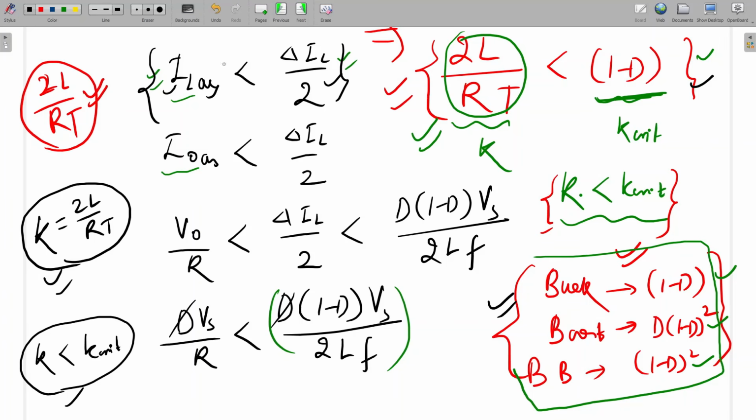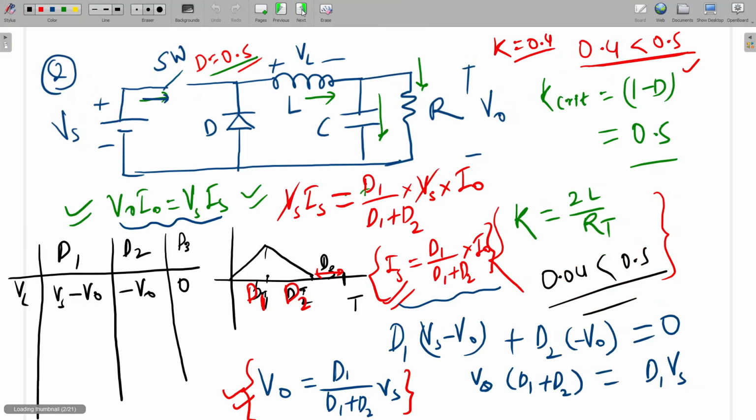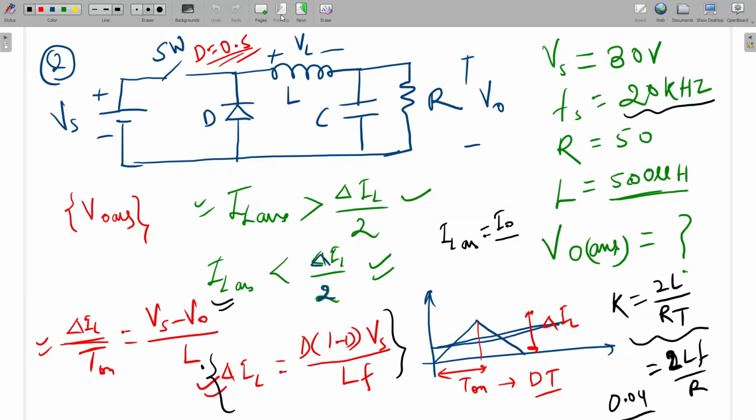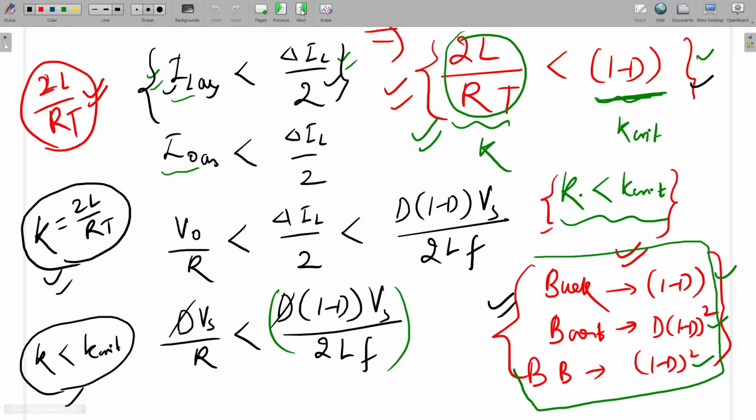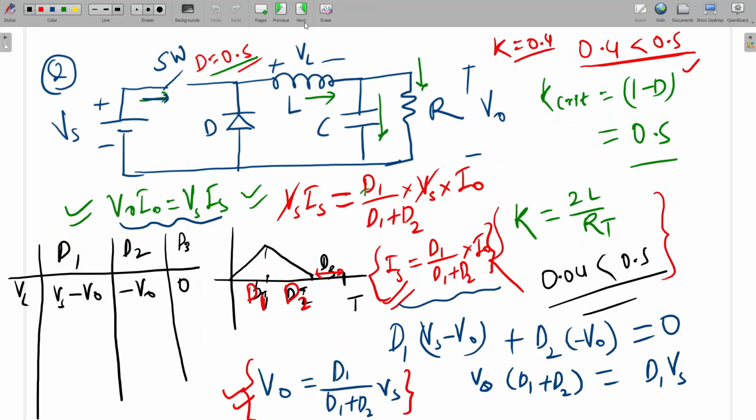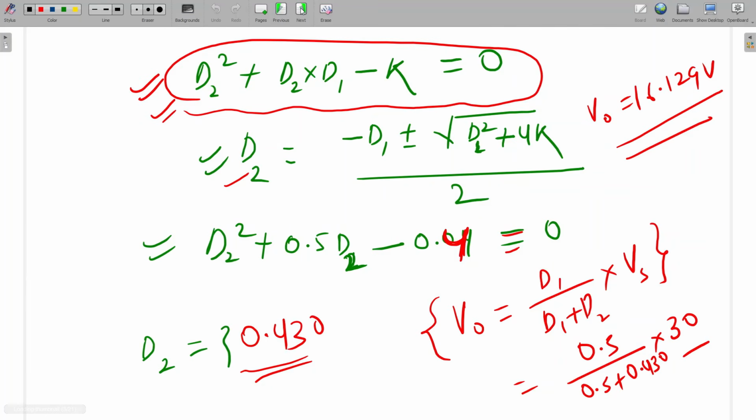Just you have to answer. K equal to 0.04, sir? No, I made a mistake in the previous data. The data is here, 500 microhenry. After that we calculated, and we found that it is 0.4. K will be 0.4. So 0.4 is less than 0.5, it will still be in discontinuous conduction mode. Now understood, sir. Okay, thank you, sir.